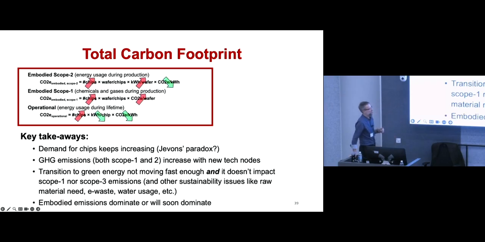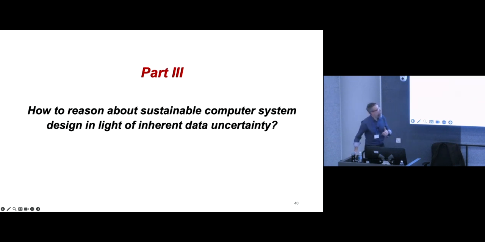And then embodied emissions dominate already today, or they will soon dominate in the future. So with these insights, how do we reason about computer system design and making it more sustainable in light of this inherent data uncertainty? And my answer is to embrace it.